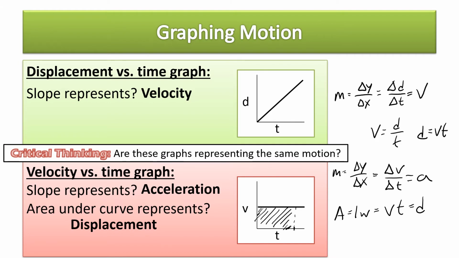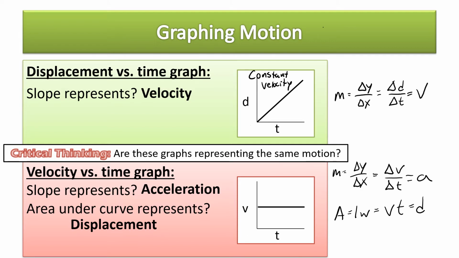Critical thinking: are these graphs representing the same motion? What do you think? Well, let's look at the displacement time graph here, okay? In the displacement time graph, the slope is the velocity, and I see the slope is not changing. So that means the velocity is not changing. So we have a constant velocity. This thing is moving, but it's not accelerating. It's just moving at a constant velocity.